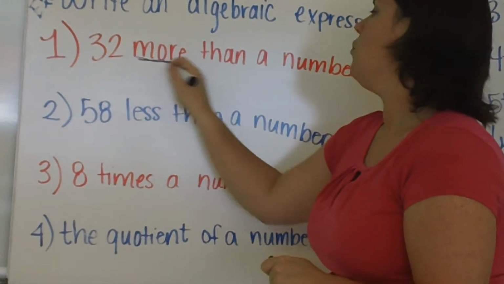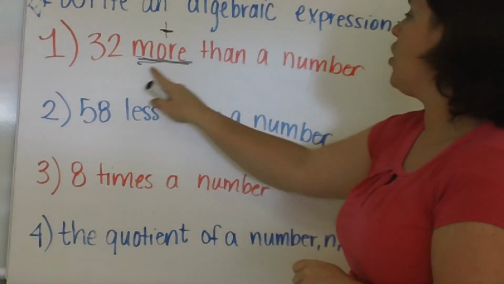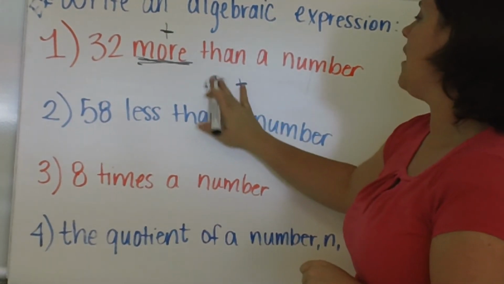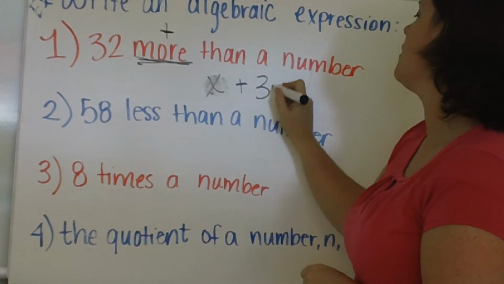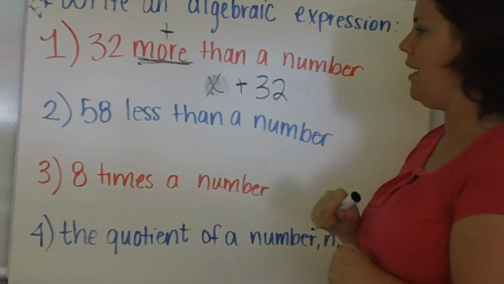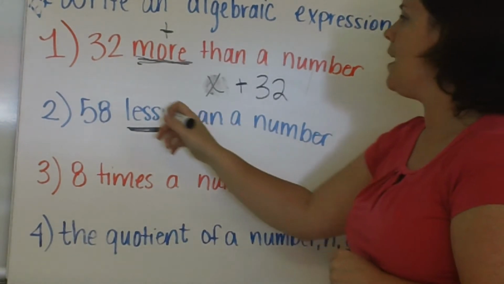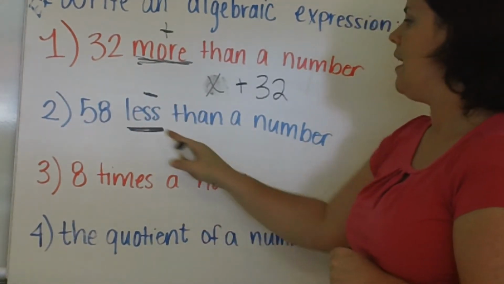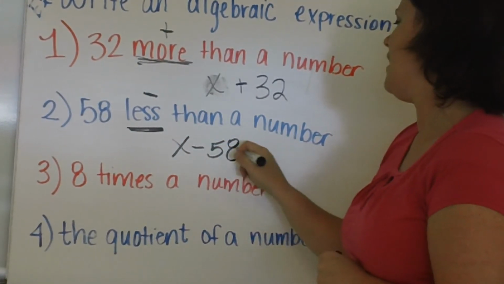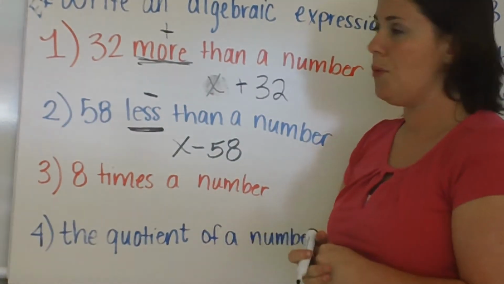Look at this word right here, more. More represents plus. So it's 32 more than a number, so it would be a number plus, oh, I'm sorry, I told you I would use X. So X plus 32. So it's 32 more than a number, all right? 58 less than a number. Less represents minus, and since it's less than a number, it's going to be X minus 58. Right? Still following along with me? If not, pause, rewind, and rewatch.